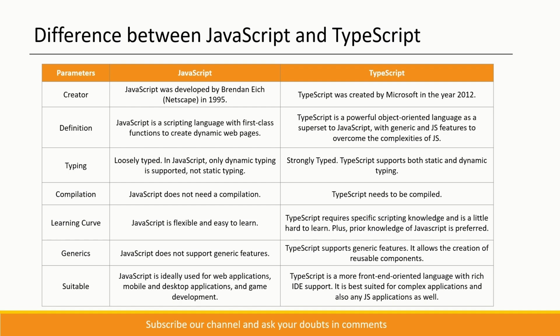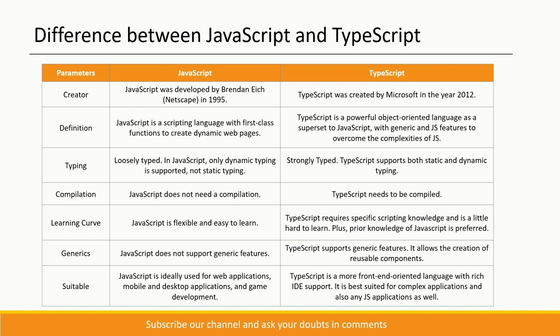Typing. JavaScript is a loosely typed language. In JavaScript only dynamic typing is supported, not static typing. But TypeScript supports both static and dynamic typing. It is strongly typed. Compilation. JavaScript does not need compilation. TypeScript needs to be compiled before running the file. Learning curve. JavaScript is flexible and easy to learn, but TypeScript requires specific scripting knowledge and is a little hard to learn. Plus, prior knowledge of JavaScript is preferred.